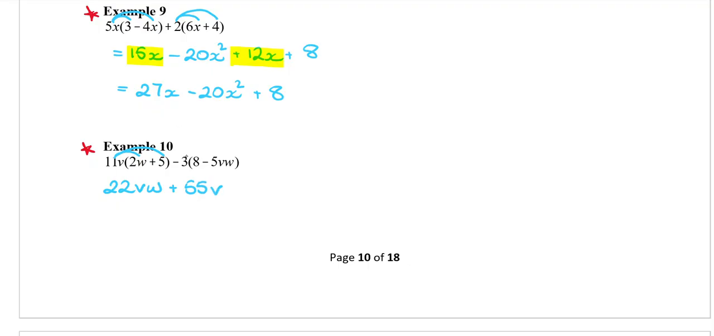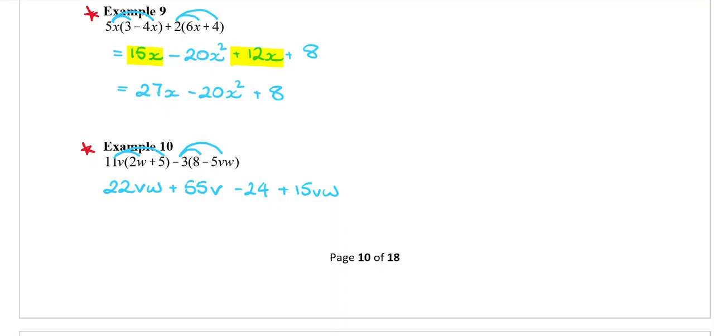To make this one even harder than the last one, we need to times a minus 3 into this bracket, which is going to mess with the symbol inside. So minus 3 times 8 is minus 24. Minus 3 times minus 5 is going to make a plus 15 VW.